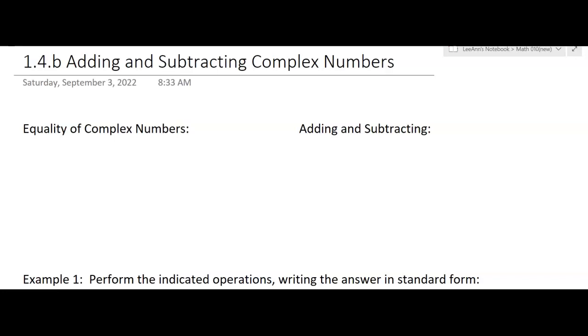So now we have a new set of numbers called the complex numbers, and so we're going to want to be able to know how to write them, simplify them, add, subtract, multiply, divide, those types of things.